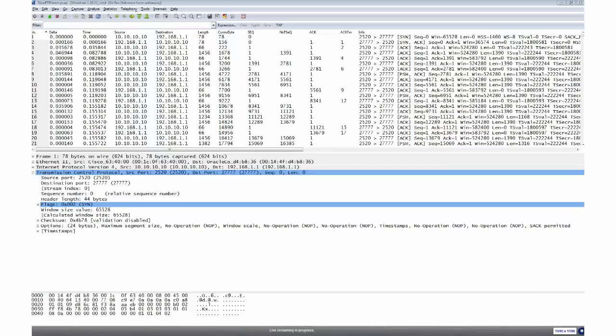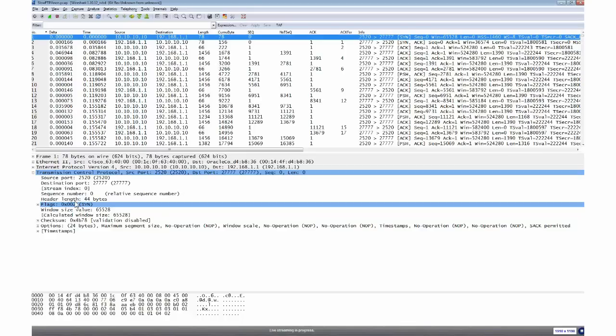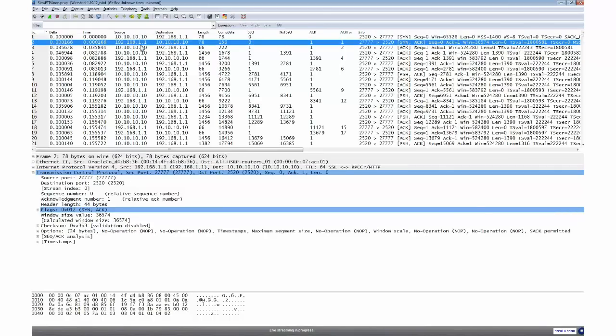And Jeffrey, you had a question about window size. So I went back to the live window sharing, and you can see here that I'm using 65528 on the server side, the 10 dot, and the 192.168 starts at 36574. So clearly, we're not being gated by TCP window size. And by the way, if we were being gated by TCP window size, what would we have seen? TCP window size of 0.